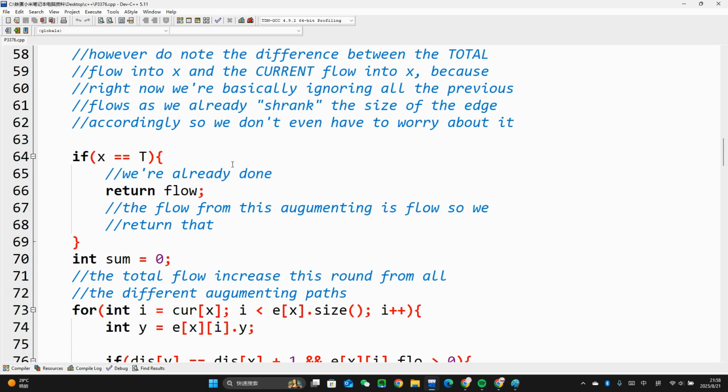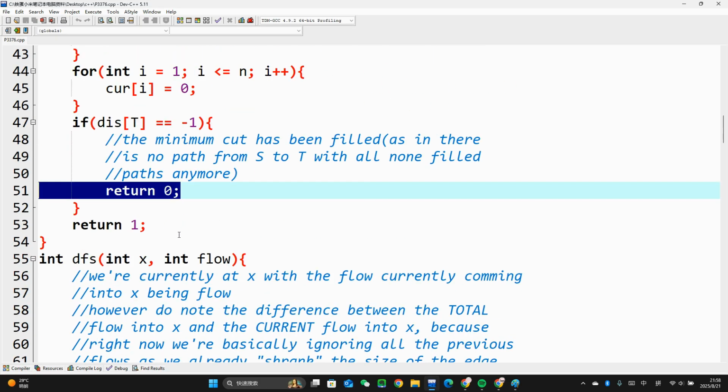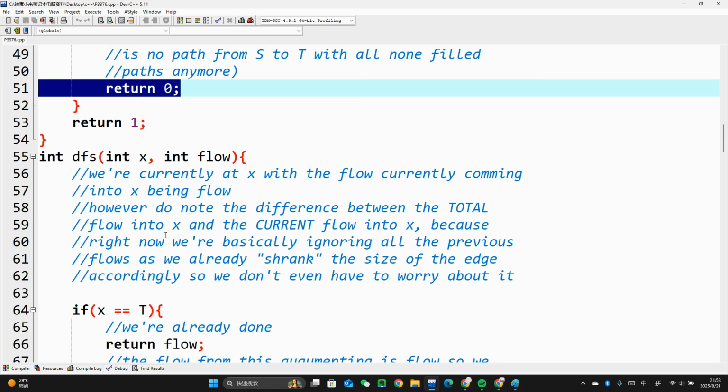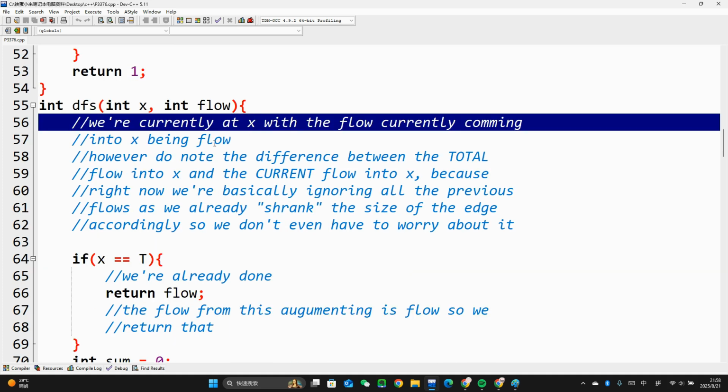So basically, the difference between EK and Dinic is the fact that in Dinic we use a DFS and do the increase flow operation on multiple paths after a single BFS, instead of like EK, in which one BFS only lets us verify and increase flow on one path. Anyways, so we're currently at X with the flow currently coming into X being flow.